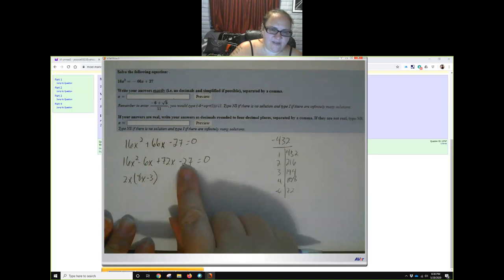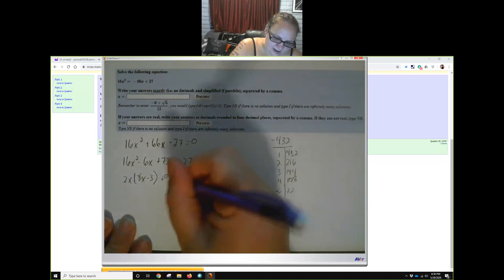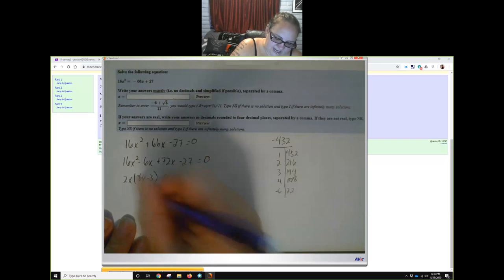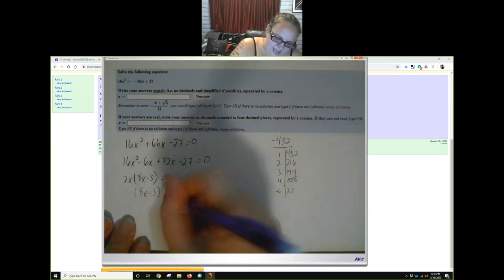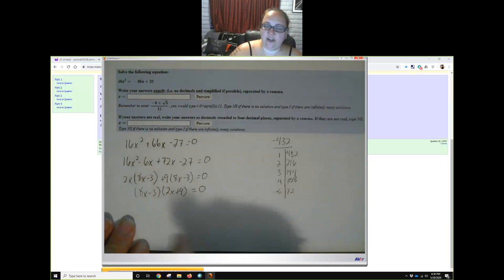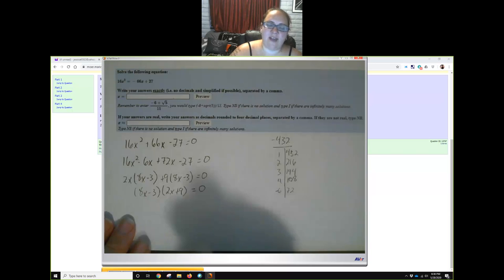72 and a 27 have a 9 in common, and that would leave me 8x minus 3. So then this would be 8x minus 3 and 2x plus 9. Now, I'm going to say for right now, when you're solving these, if you don't want to factor, you don't have to. You can use the quadratic formula all the time.